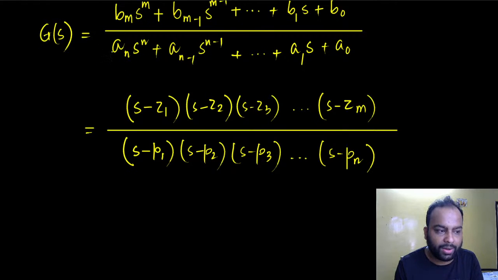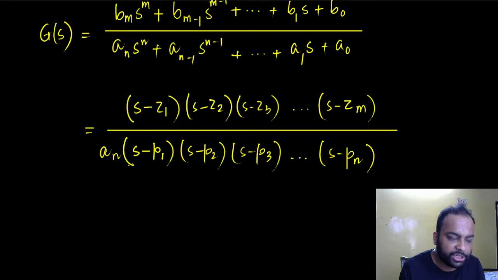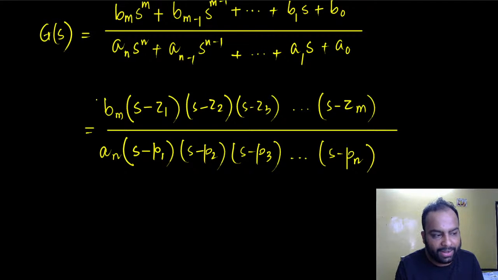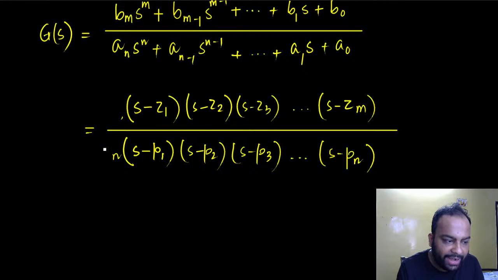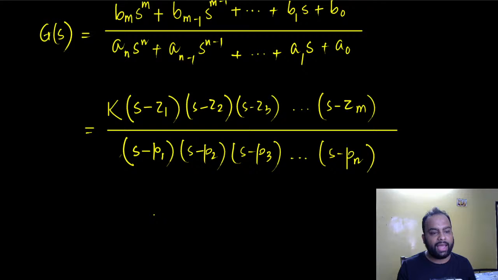But here the coefficient of s to the power n is an, right? So I would have to multiply this with an, to make sure that the coefficient with the highest power is an. Similarly, if you do the multiplication in the numerator, the highest power of s is going to be s to the power m, but the coefficient is going to be 1. I have to make sure the coefficient is bm, so I have to multiply this with bm. But again, these are just constant numbers. So this is like bm by an. Okay, so I can divide them and just write this as k. So that's the final form here.